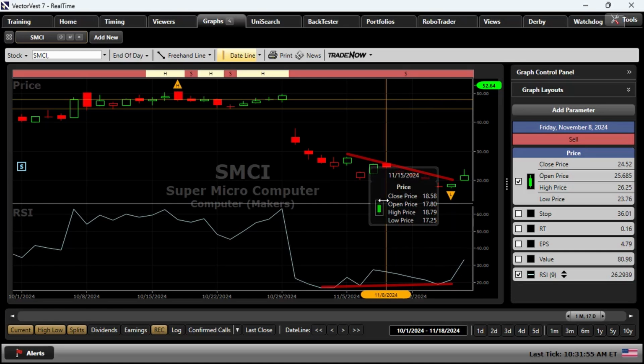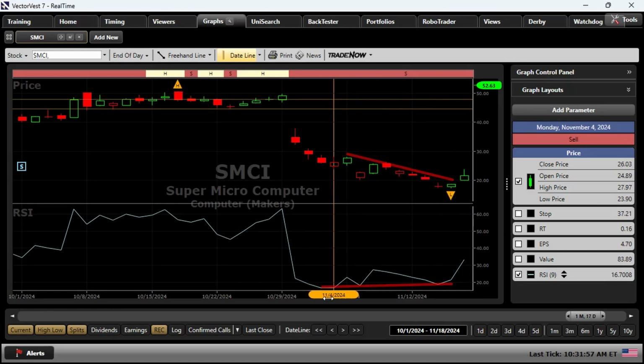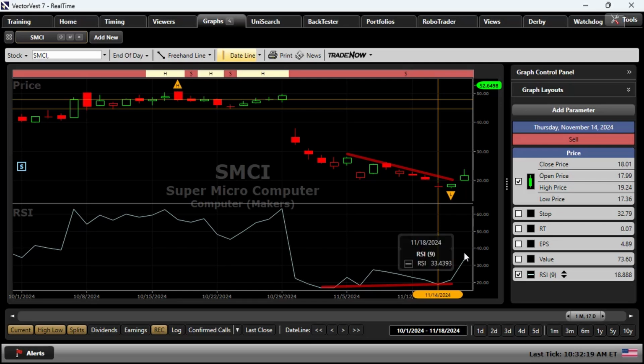If we notice, look at RSI. You can see here back on November 4th, RSI was at 16.7. And if we go to the most recent swing low at 18.88, that's a higher swing low with a series of higher highs, giving us a sense of bullish divergence and giving me a little bit more optimism if I'm going to get into a falling stock.